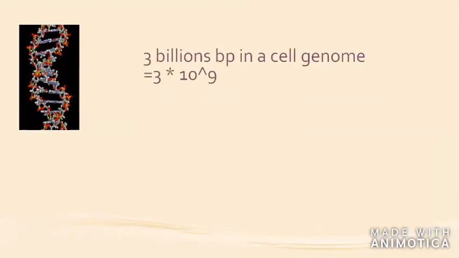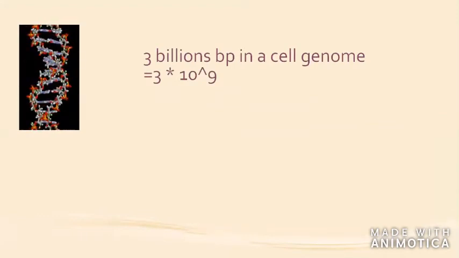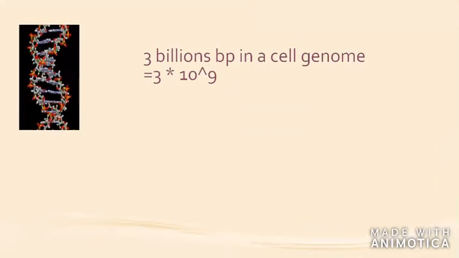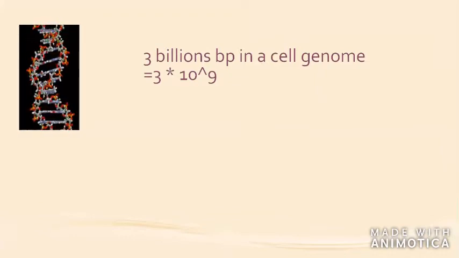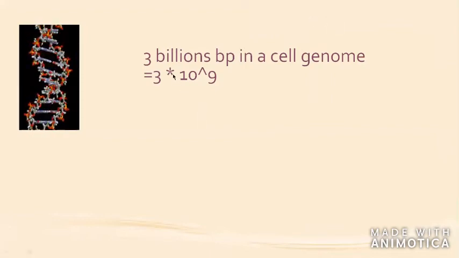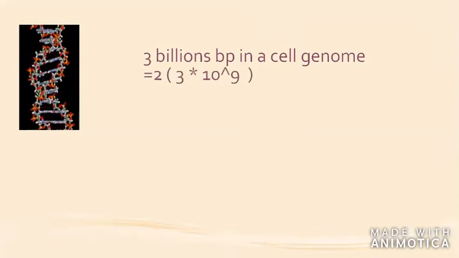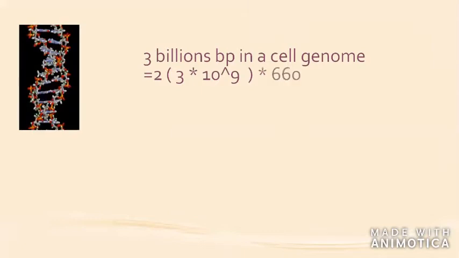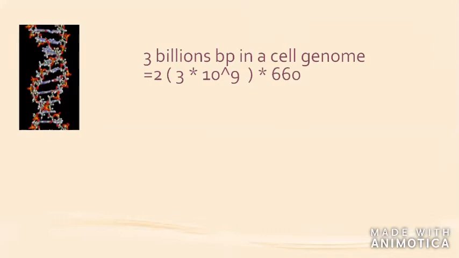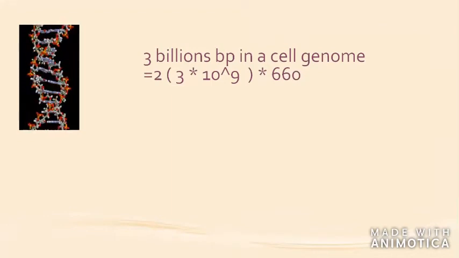Next we can calculate the total amount of DNA in terms of gram. So 3 billion base pairs in the cell genome, that is 3 * 10^9, and I am using the star symbol for multiplication. For the diploid cells, it will be 2 * 3 * 10^9. And we all know that the average molecular weight of DNA per base pair is 660, in Dalton units. So we have to just multiply it with that.